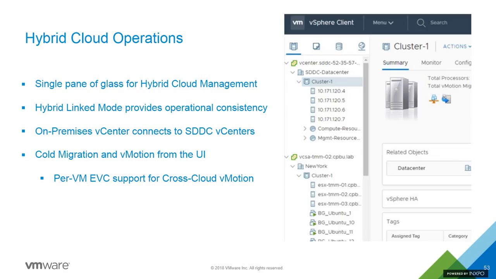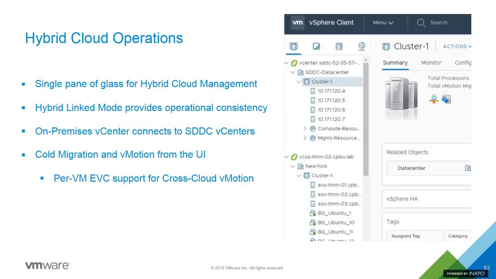Like I said before with hybrid linked mode, this is probably one of the most compelling reasons why customers are excited about VMware Cloud on AWS, is the fact that you can have multiple SDDCs or multiple vCenters all within a single pane of glass. Now, in the past, you've been able to do that in an on-prem environment as long as your vCenter servers are part of the same SSO domain. The problem is when you go to another cloud, or for example, VMware Cloud on AWS, you don't have a way to specify the SSO domain for VMware Cloud on AWS.